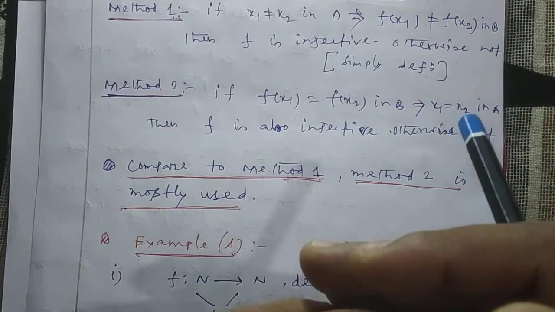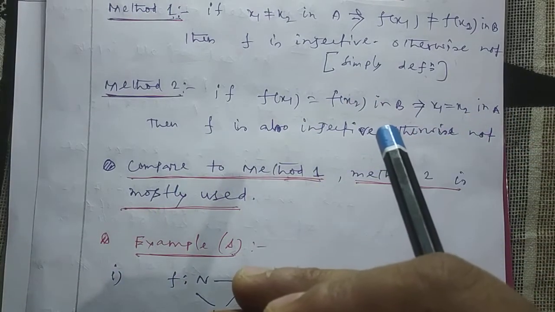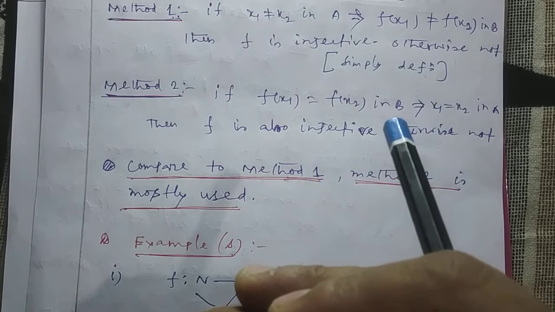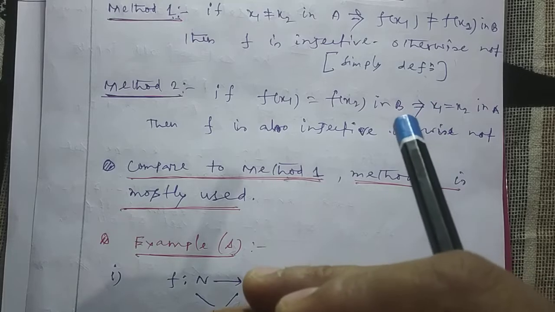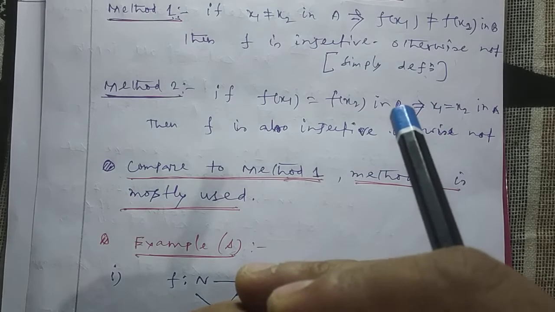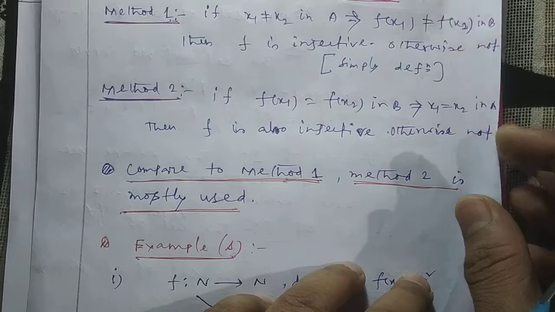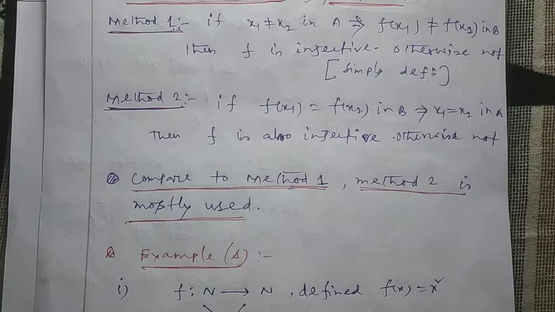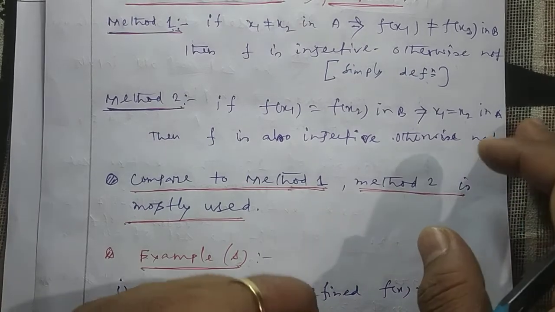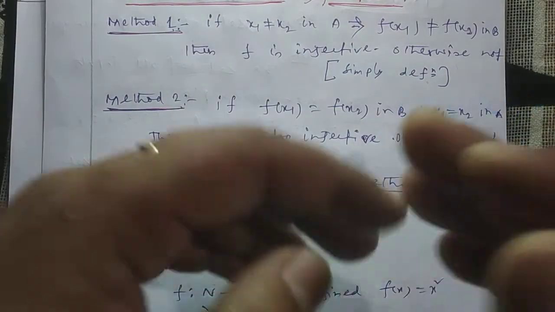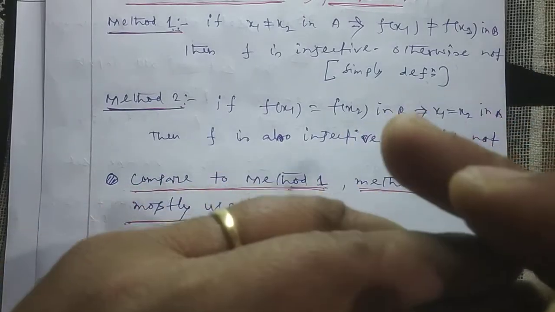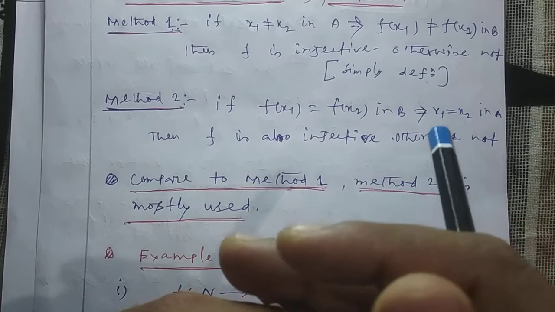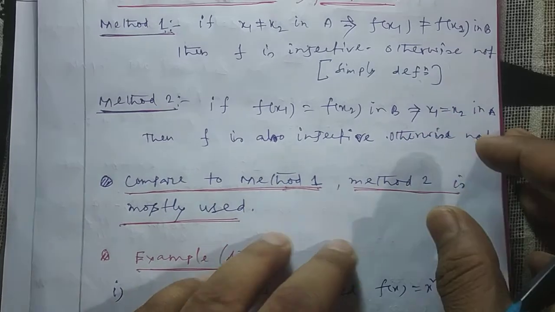Now the question comes, to check injectivity, what method should you use? I suggest you use method 2, because method 2 is very reliable for checking the injectivity of a function. Understood or not? It is clearly seen that method 2 is very successful compared to method 1. How to use method 1 or method 2 will be clearly understood if we work out one or two examples. So let us work out one or two examples here.